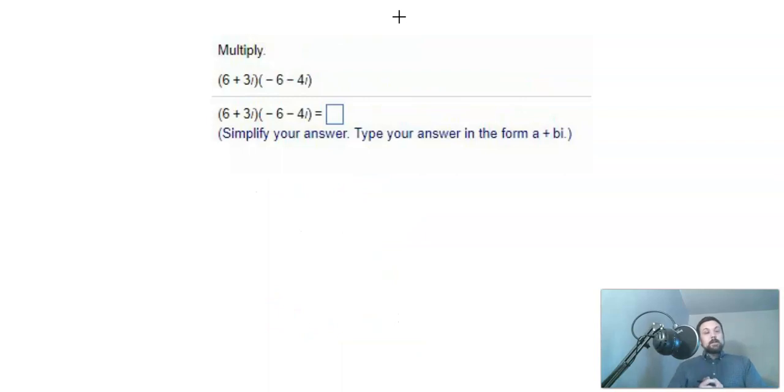All right, so this one is the one we're going to FOIL. So how about you pause the video, and I'll do the same. I'll pause my recording and work out this problem, multiply these two complex numbers together using FOIL, which I assume you know how to do, being in college algebra, and then simplify it, and then resume the video to see if you came up with the correct answer.